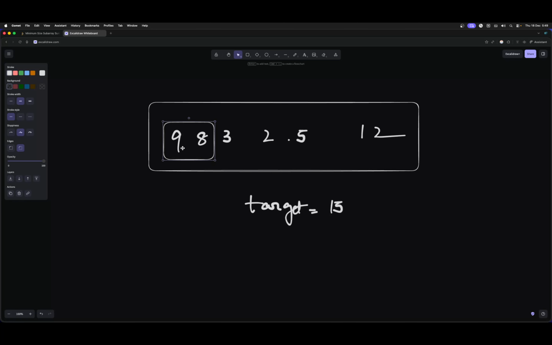So right now we try to include both these elements, right? Once we first try to expand this window, at the initial phase, start and end were at the same index, right? So since they were at the same index, the sum would be 9. And when we try to expand it, 9 plus 8 would eventually become 17, right? And at this point, we need to shrink the window.